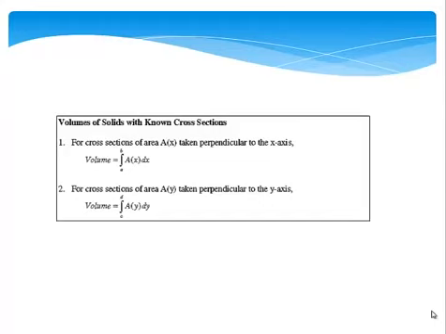Remember that cross sections are taken out of a three-dimensional figure, and the shape of the cross section will be given to you in the problem. But the first thing you got to understand is how to go about doing these. So the first thing we need to do is think about the cross section shape, and we're going to figure out the area of the shape of the cross section.